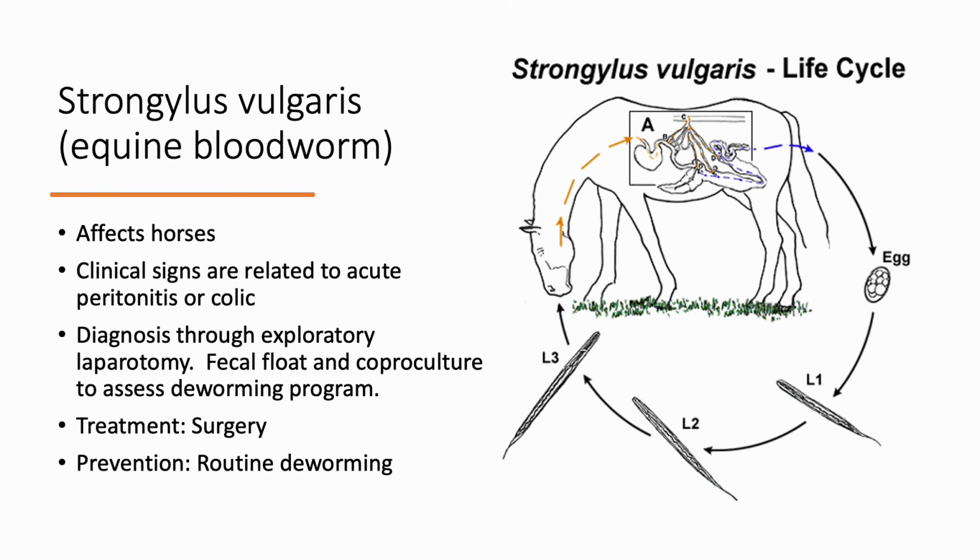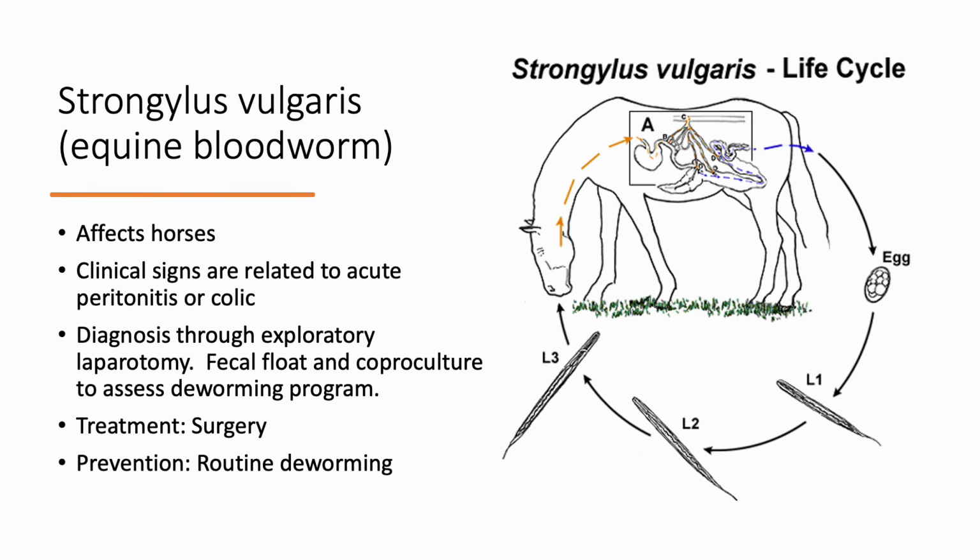What results is that the horse has acute peritonitis or colic. They all of a sudden have poor blood flow to their GI tract, and so they're going to colic. Diagnosis is a bit more tricky because we're looking for a worm that's in a blood vessel. Sometimes we can find these eggs in the fecal float due to their life cycle being a little bit more complex. And sometimes we can do a coproculture or a culture of the feces to determine if it's present.